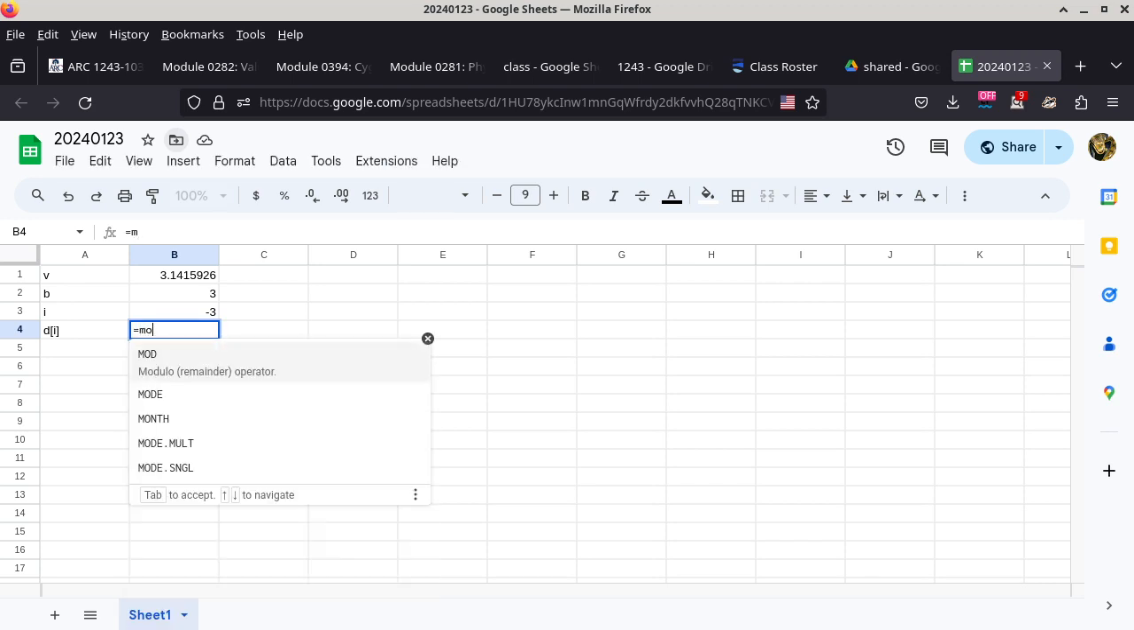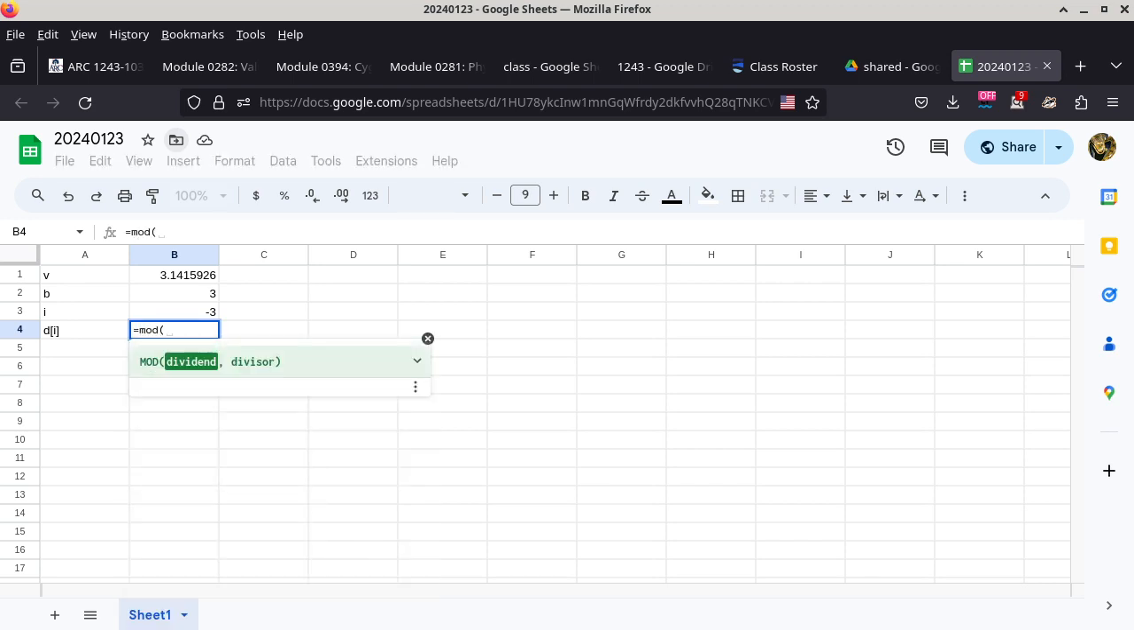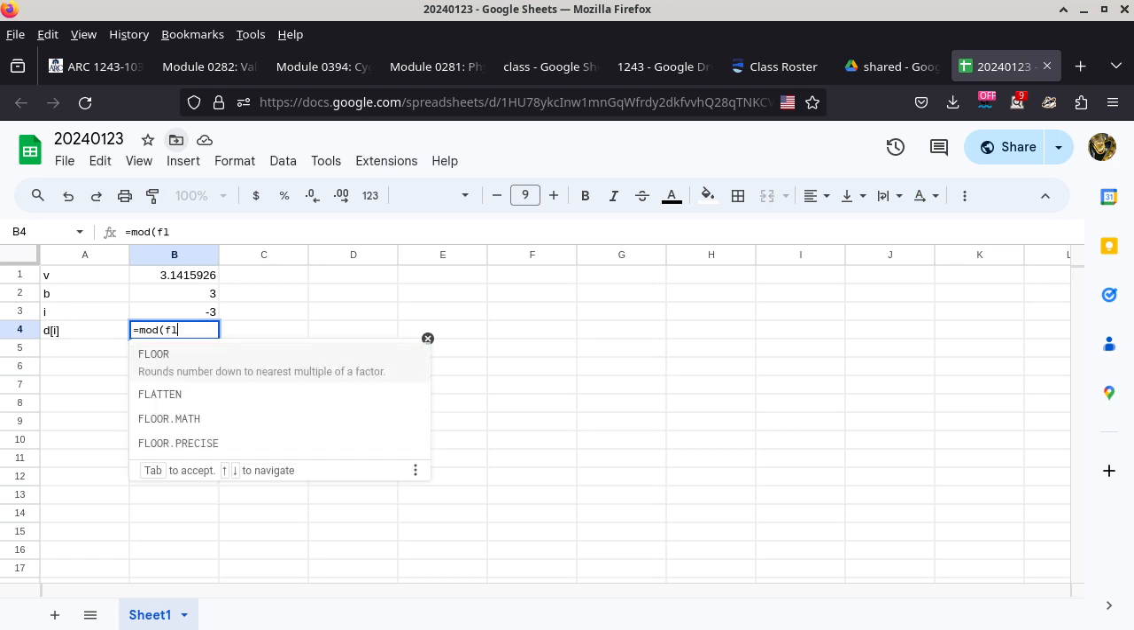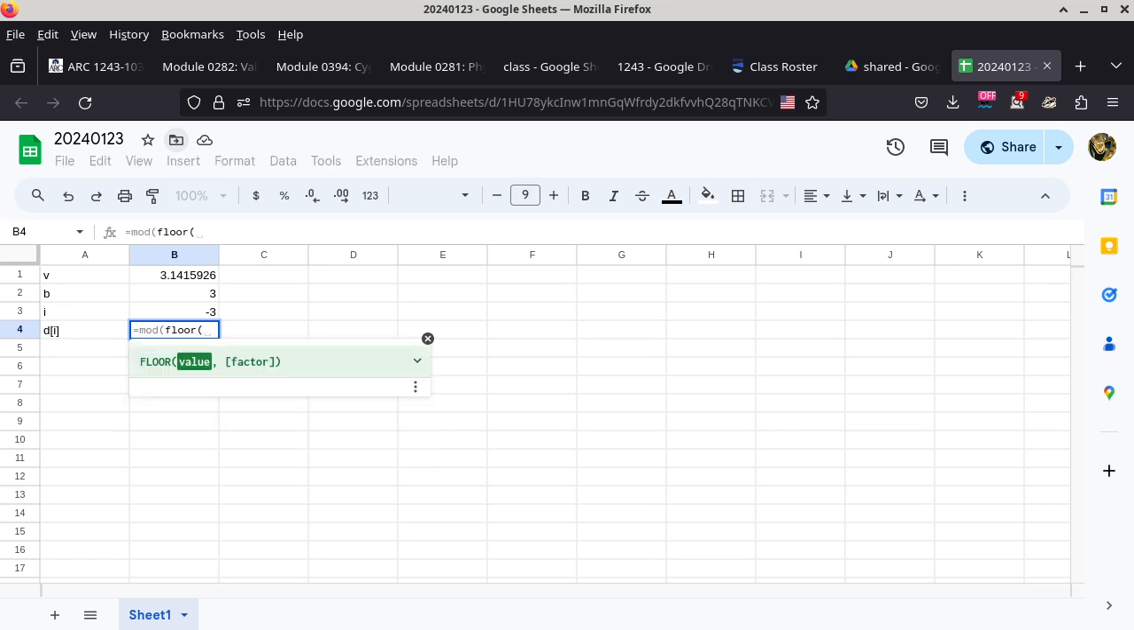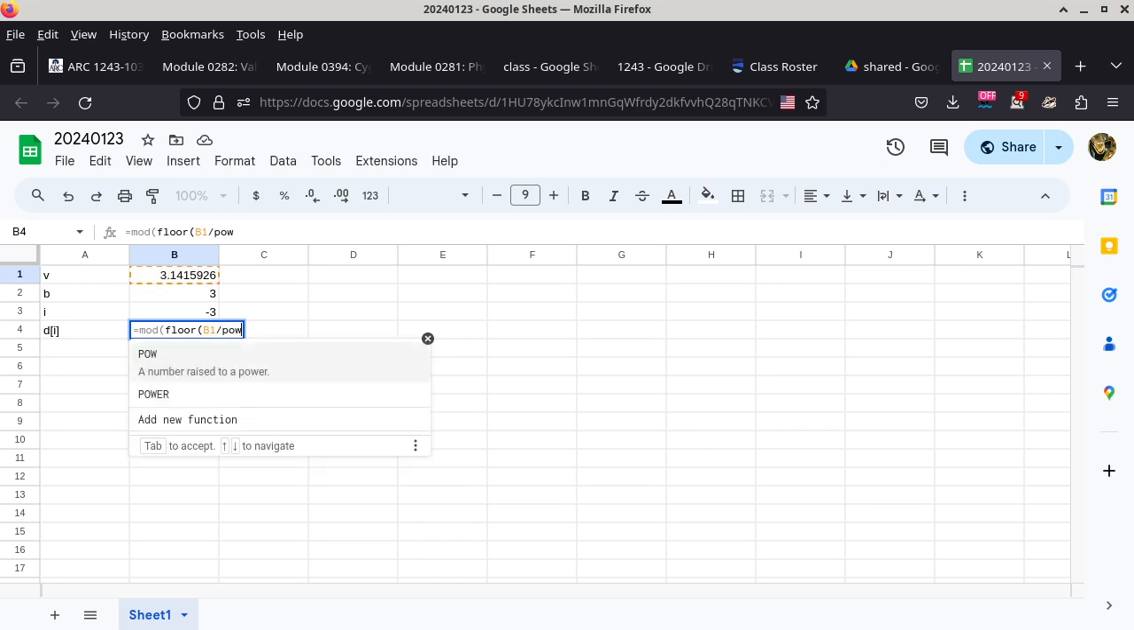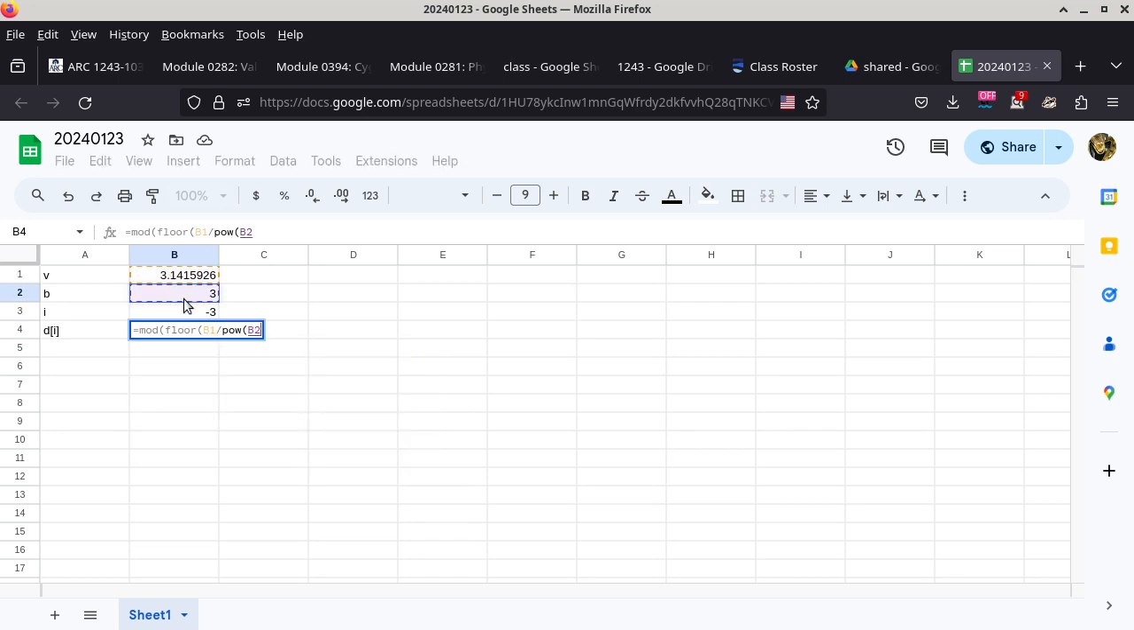Okay, so I have to use mod first because that's the outermost operation. And then inside the mod, we first have the floor, which is the value, which is this thing here, divided by the base raised to the power of whatever the position of the digit is. We perform that calculation, and then we take the floor of that, and then we mod the entire thing by the base itself, which is also just this guy here.